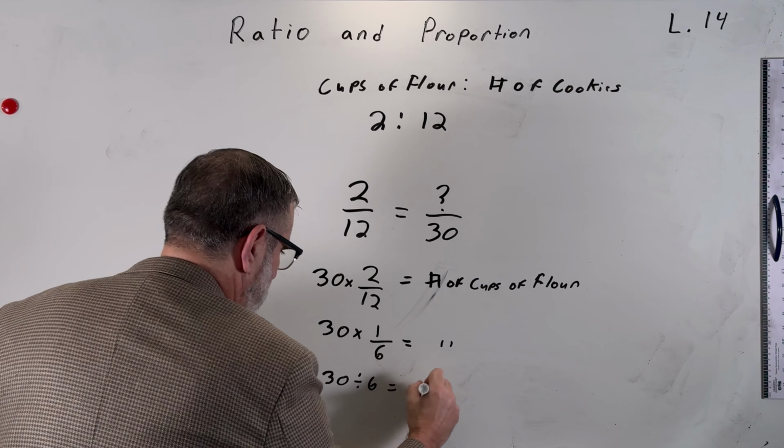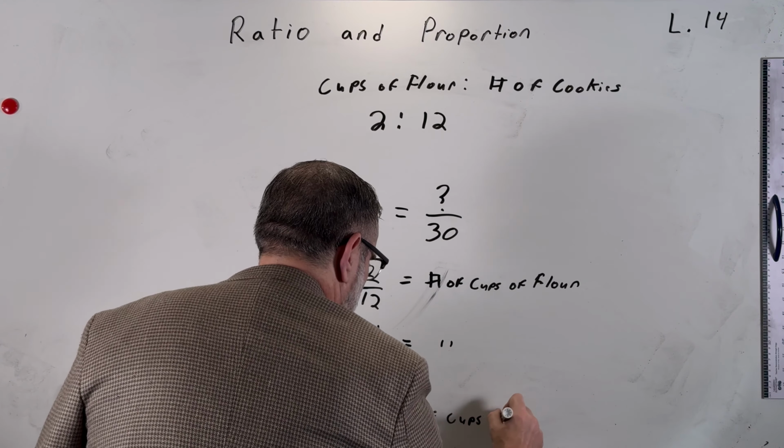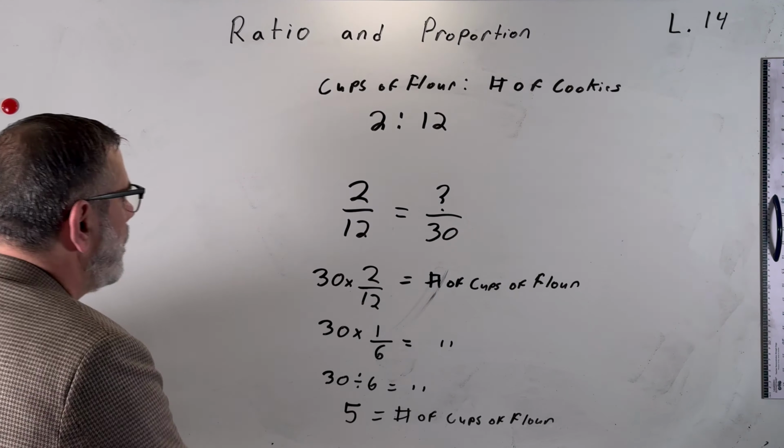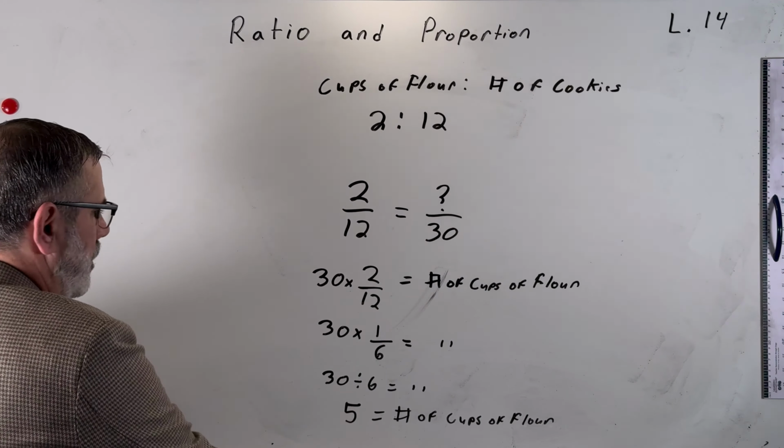And what is 30 divided by 6? 5. So this says that 5 is equal to the number of cups of flour that we need to make 30 cookies. Now let me give you one to try.